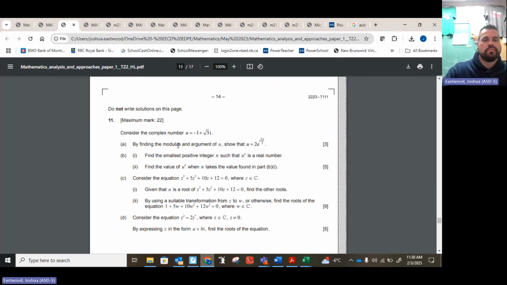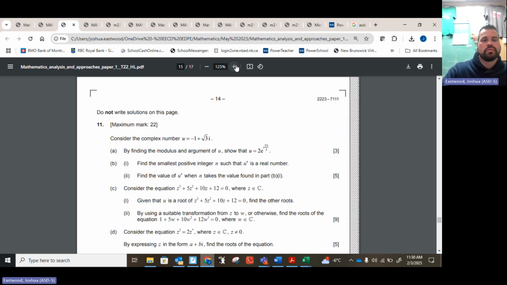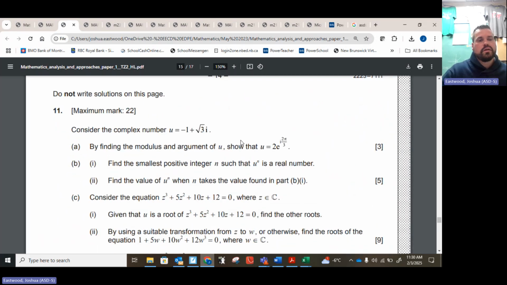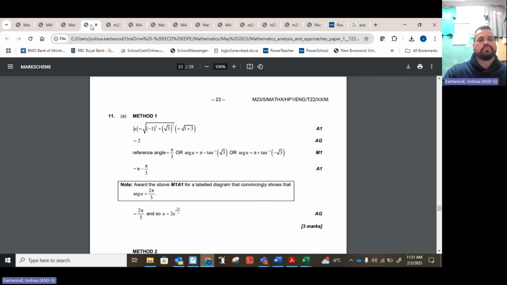The second question, and this is another one that we looked at before, says this: consider this complex number, u, which is minus 1 plus root 3i. And it says, first of all, by finding the modulus and the argument of u, show that u is 2e to the i 2 pi over 3. So to find the modulus, you just take the square of the two values, so a squared plus b squared. So that gives you square root of 1 plus 3, which is 4, so you get 2.